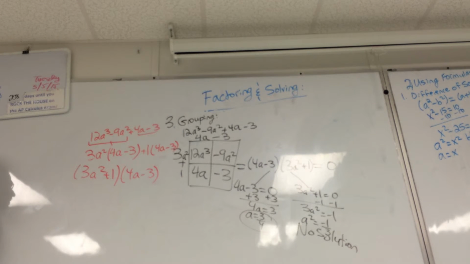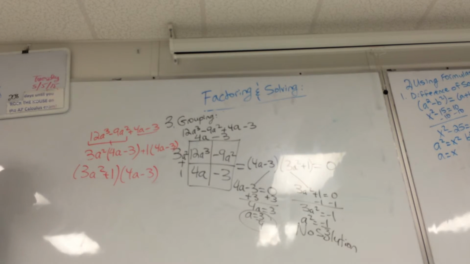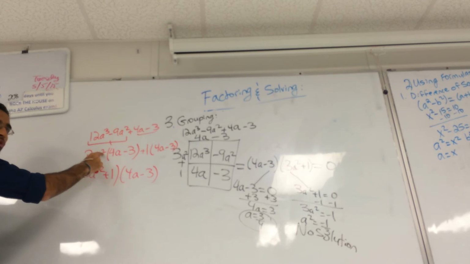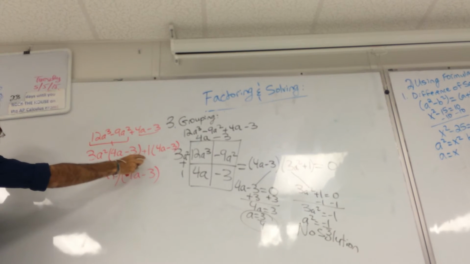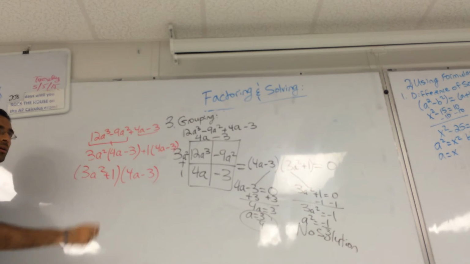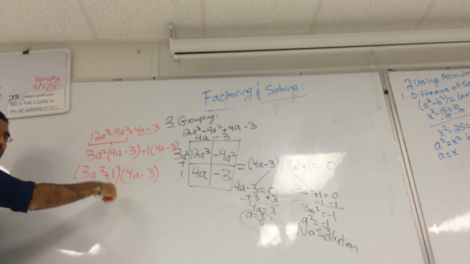Questions? Alejandro. So what I'm understanding is that 3A squared plus 1 is what we combine from the outside, right? And 4A minus 3 is from the inside. Yeah.